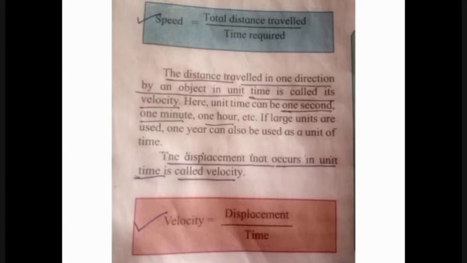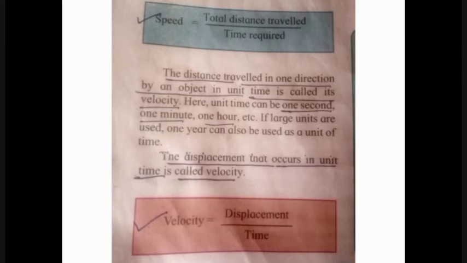The unit of distance is meter and centimeter in SI and CGS systems respectively, while the unit of time is second. Hence, the unit of speed is meter per second in SI system and centimeter per second in CGS system.